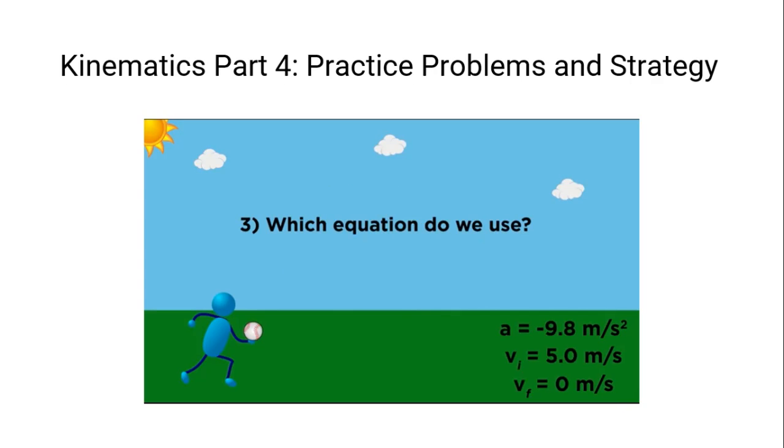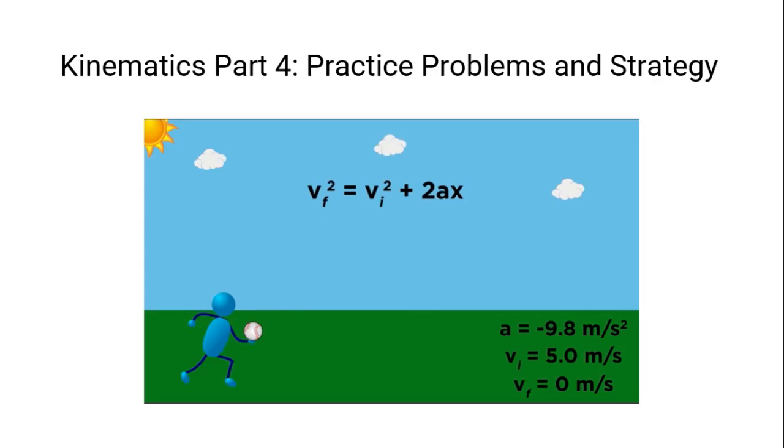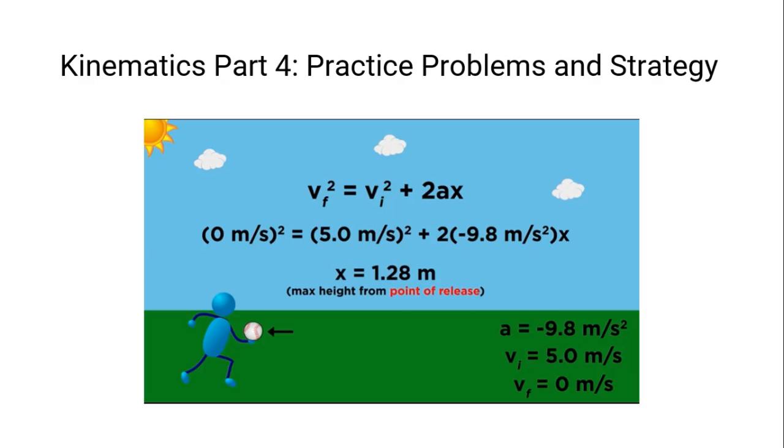So which equation has all the things we know plus the thing we want to solve for? That would be this equation, where final velocity squared equals initial velocity squared plus 2ax. This is convenient because time is not present, since we have no value for time. Let's plug in the numbers. Solve for x and we should get about 1.28 meters as the maximum height of the ball with respect to the point of release. If we wanted to know its height above the ground, we would just add whatever distance there was between the point of release and the ground.